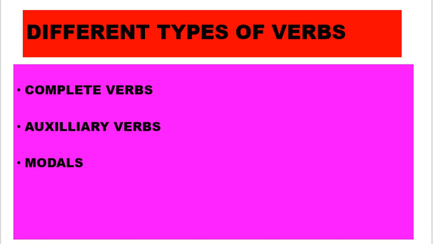This video deals with different types of verbs. These three types of verbs are complete verbs, auxiliary verbs and modals. For learning tenses, it's very important to learn about verbs and their usage.